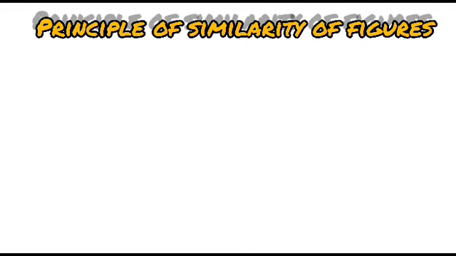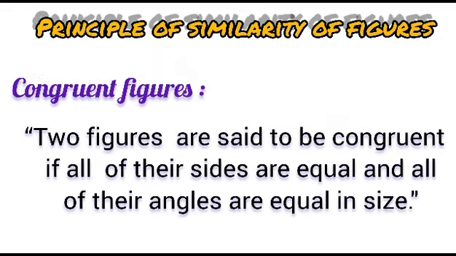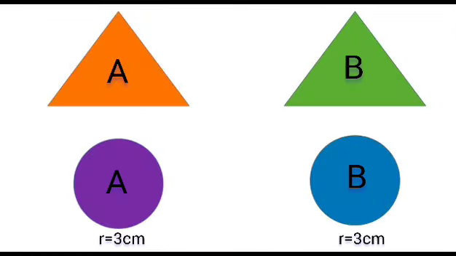The first one is congruent figures. Two figures are said to be congruent if all of their sides are equal and all of their angles are equal in size. Here are some examples of congruent figures. Triangle A and triangle B are congruent because all of their sides and angles are equal in size. Circle A and circle B are also congruent because both of the circles have a radius of 3 cm.